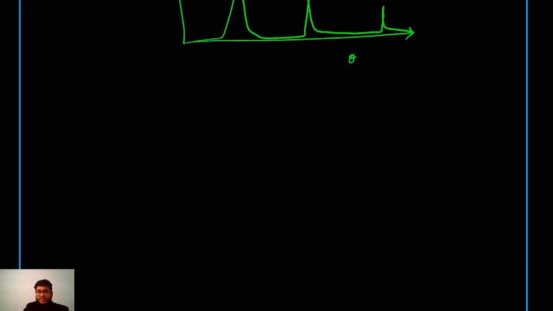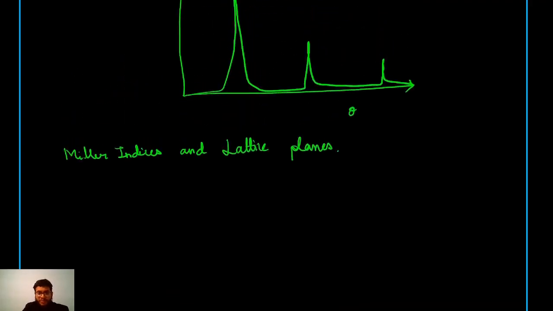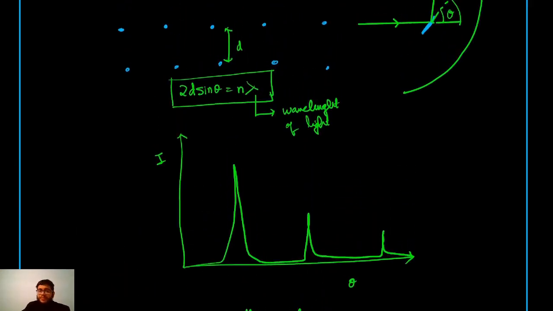Okay, now let us talk about Miller indices. Miller indices and lattice planes. So what are lattice planes? Lattice planes are exactly the thing that we discussed just now, that there are lattice planes where the diffraction is happening.